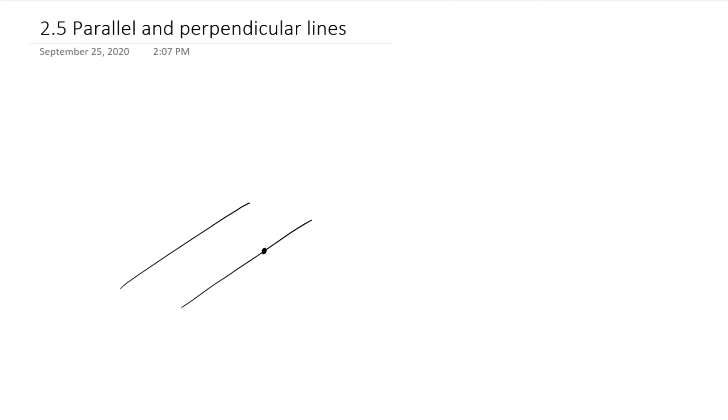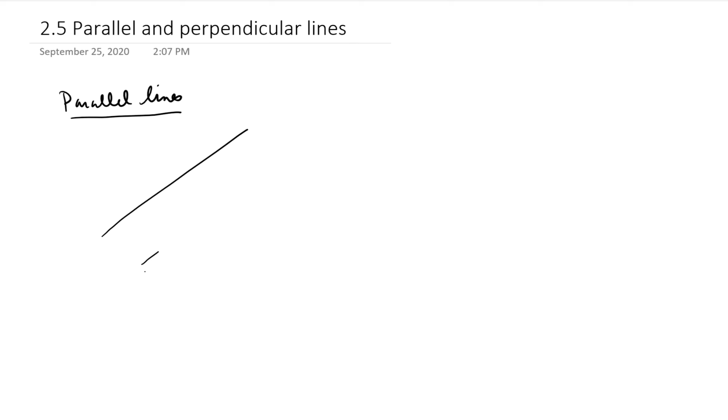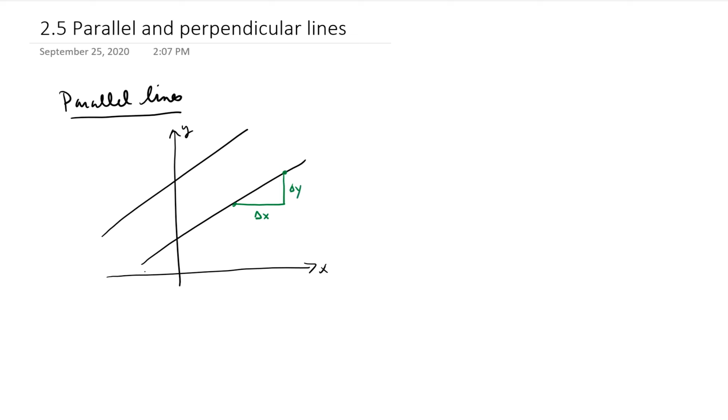So we start with parallel lines. Okay, and let's see how their slopes are related. So maybe let's position them in the xy plane. Now if I look at this line and I pick 2 points like this, this is delta y, this is delta x.